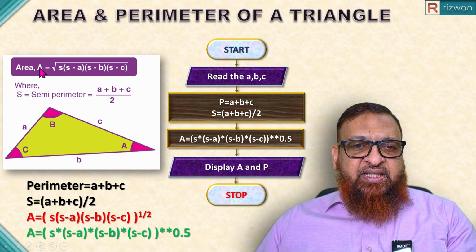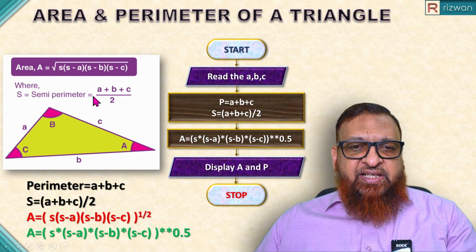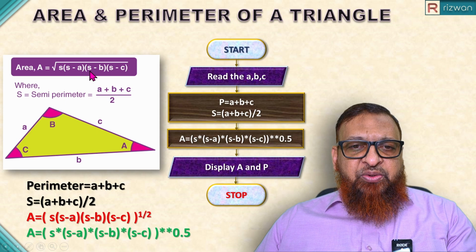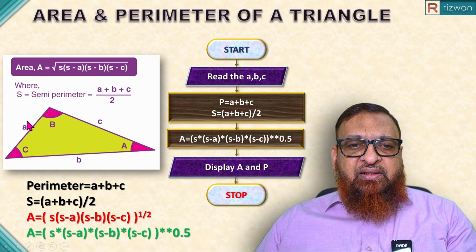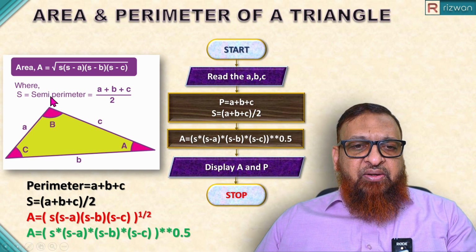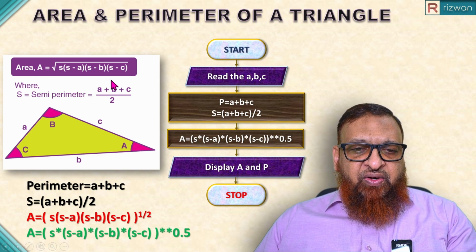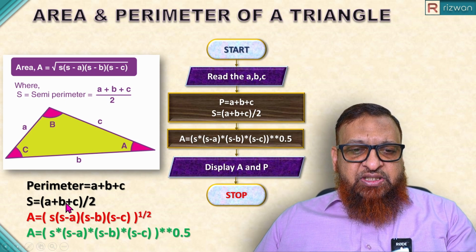Heron's formula says the area is equal to the square root of S into S minus A into S minus B into S minus C, where S is the semi-perimeter, A plus B plus C by 2. So, for a triangle, the semi-perimeter is calculated by A plus B plus C by 2, and the area is given by the square root of S into S minus A into S minus B into S minus C. We might be knowing this one. Fine, now we know the semi-perimeter.